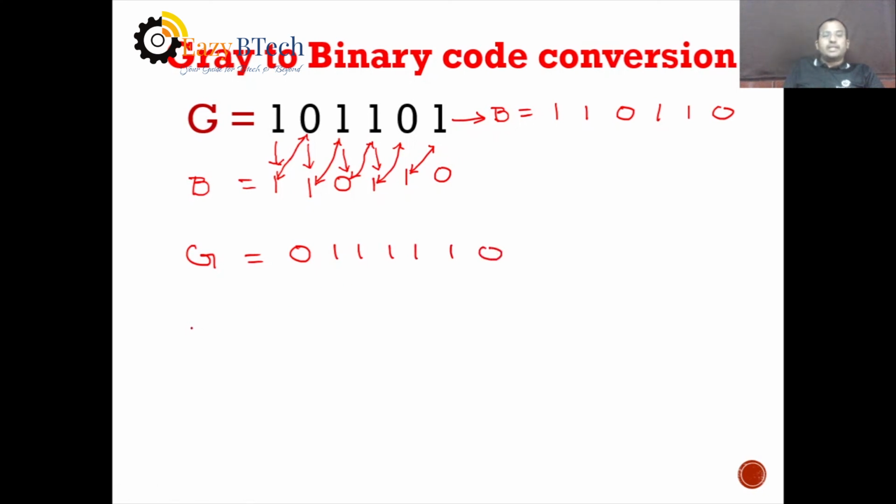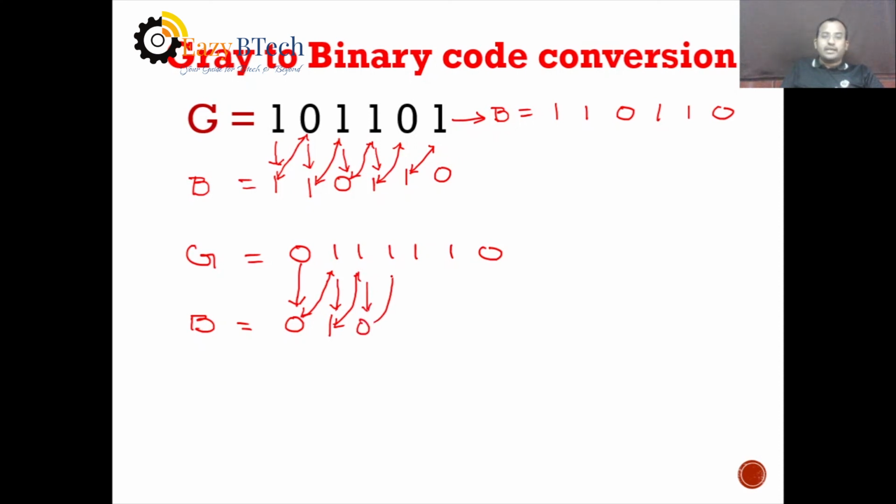For example, if the gray code given to us is 0111110, what is the corresponding binary code? The MSB we write as it is, 0, right? Next take modulo 2 sum between these two. So 0 modulo 1 is 1, right? Again take modulo sum between these two and write the result here. Modulo sum between two ones is 0.